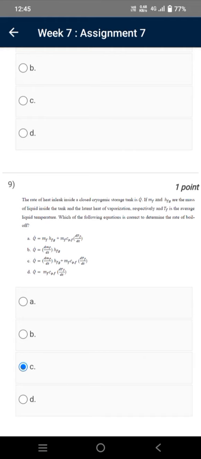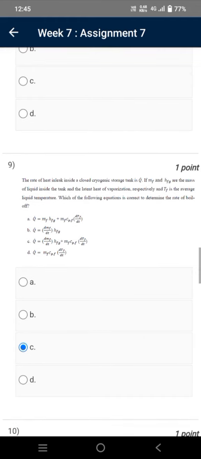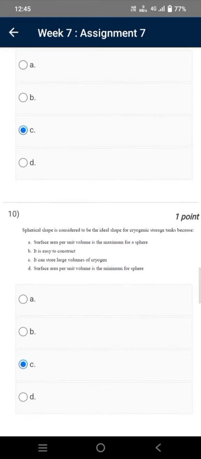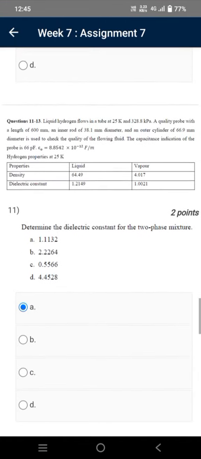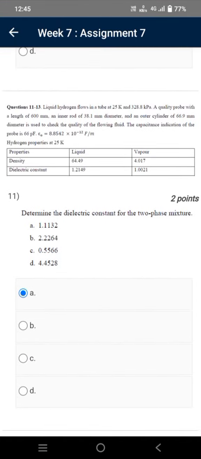Question 9th, answer will be option C. Question 10th, answer will be option C. It can store the large volume of the cryogen. 11th, answer will be option A. 1.1132.